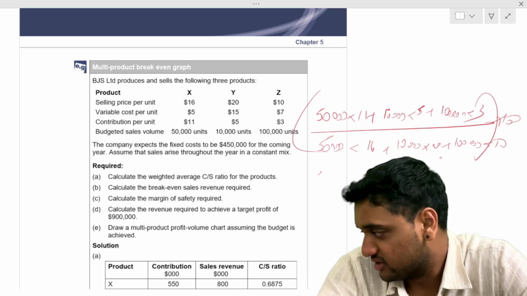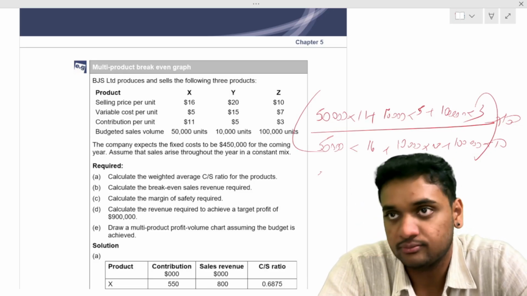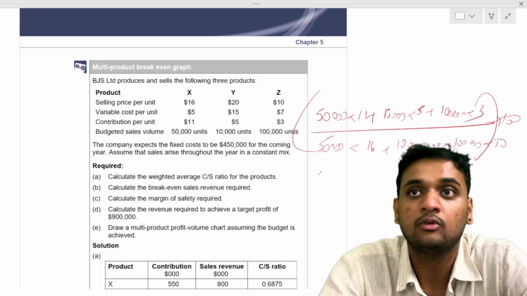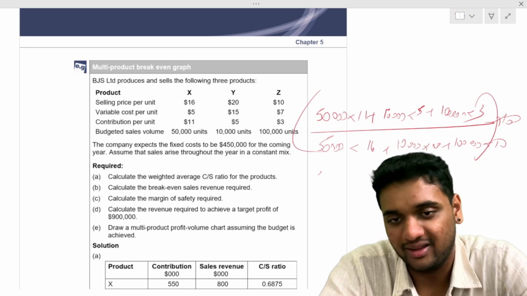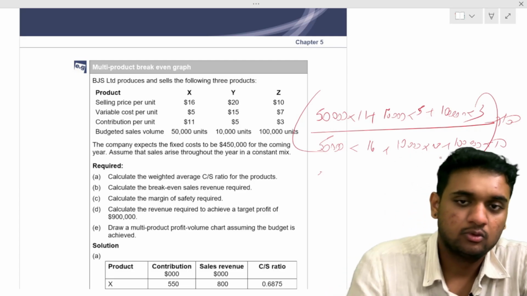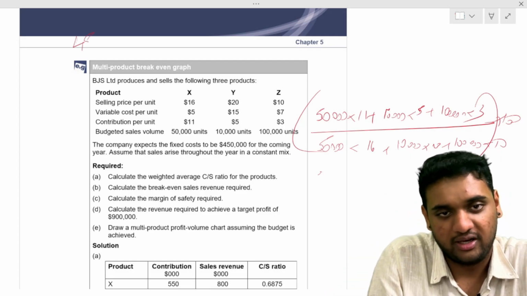What is the weighted average CS ratio you got? 45%. Okay. Any other answer? One of you got 45%. Any other answer?